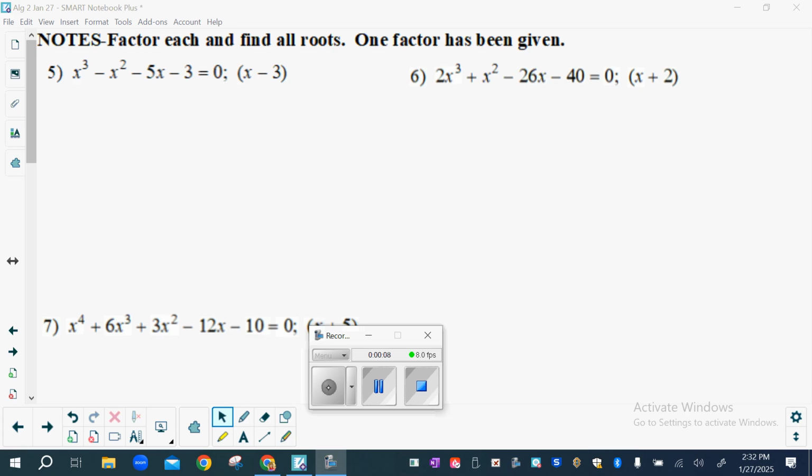Friday, what we did is we solved some polynomials and found all the roots. So today we're going to do that, but we're going to have another step in here. We're going to factor and find the roots, and then one factor has been given. Okay, so this x minus 3 is a factor. So the way we would start is we'd set x minus 3 equal to 0, and we get x equals what? 3. And then we're going to use synthetic division because it's faster.